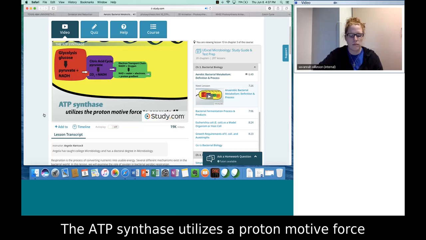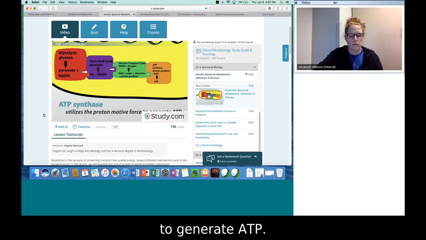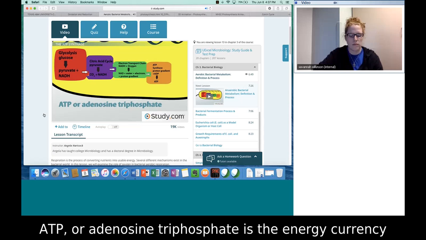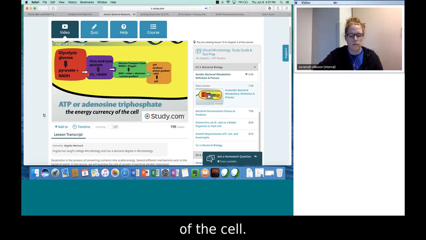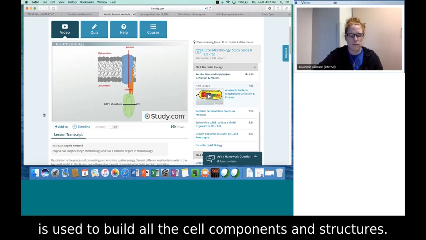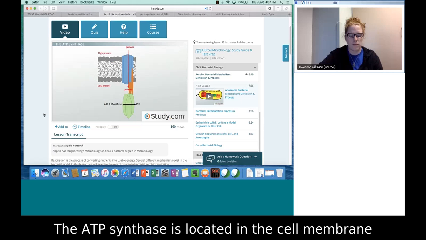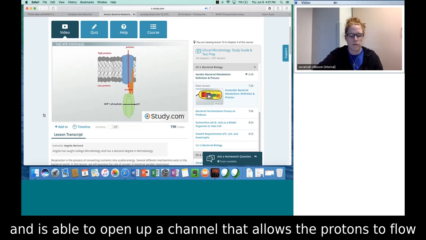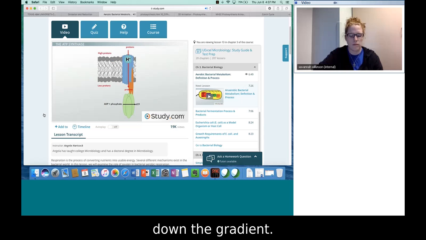The ATP synthase utilizes the proton motive force to generate ATP. ATP, or adenosine triphosphate, is the energy currency of the cell. It is a high-energy molecule that is used to build all of the cell components and structures. The ATP synthase is located in the cell membrane and is able to open up a channel that allows the protons to flow down the gradient.